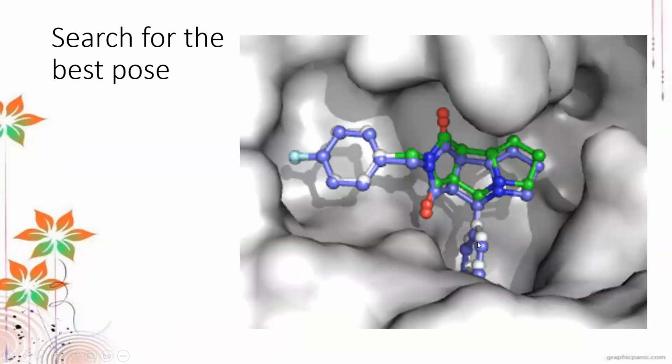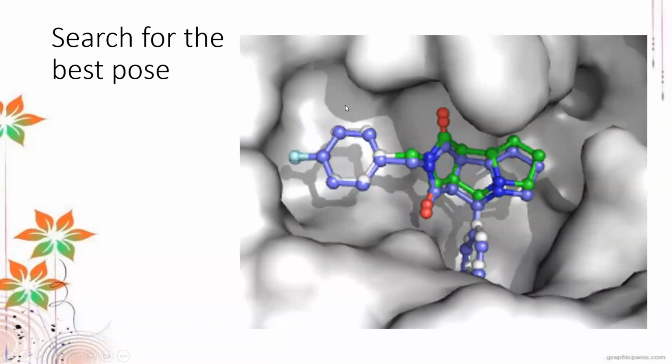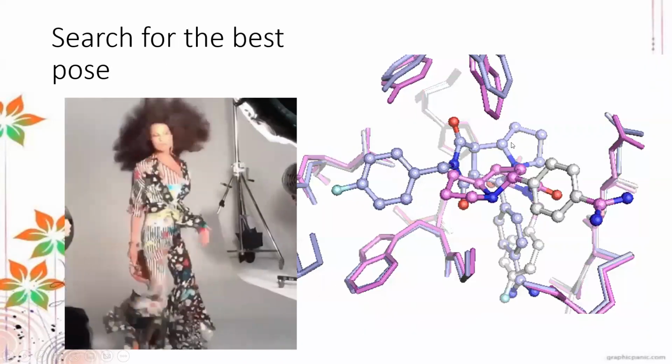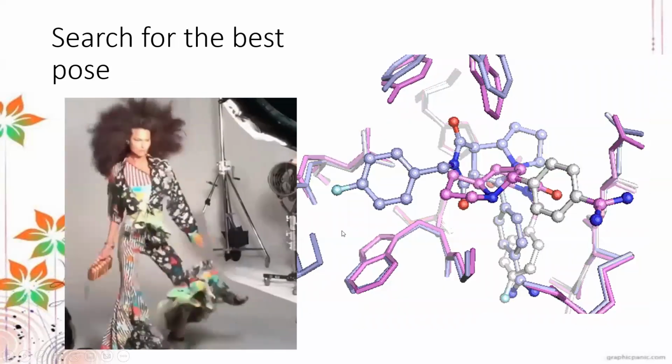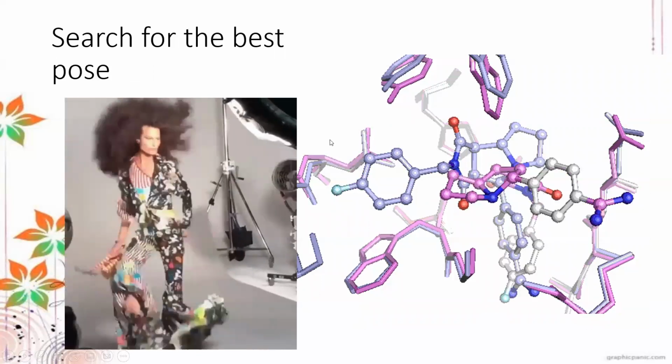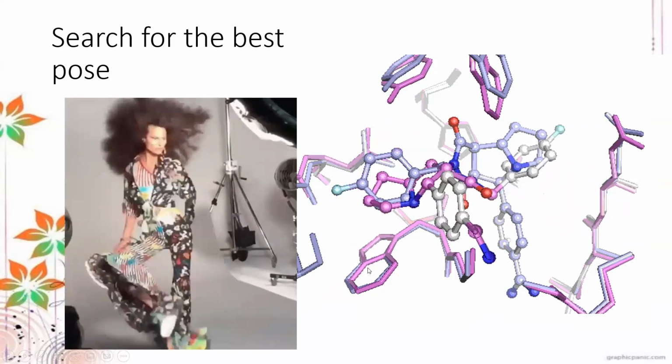Now this is the binding site. This is the gray ones. This is your receptor. If you notice, the receptor here is in pink and blue, and then this one is in the gray, and it's represented differently.